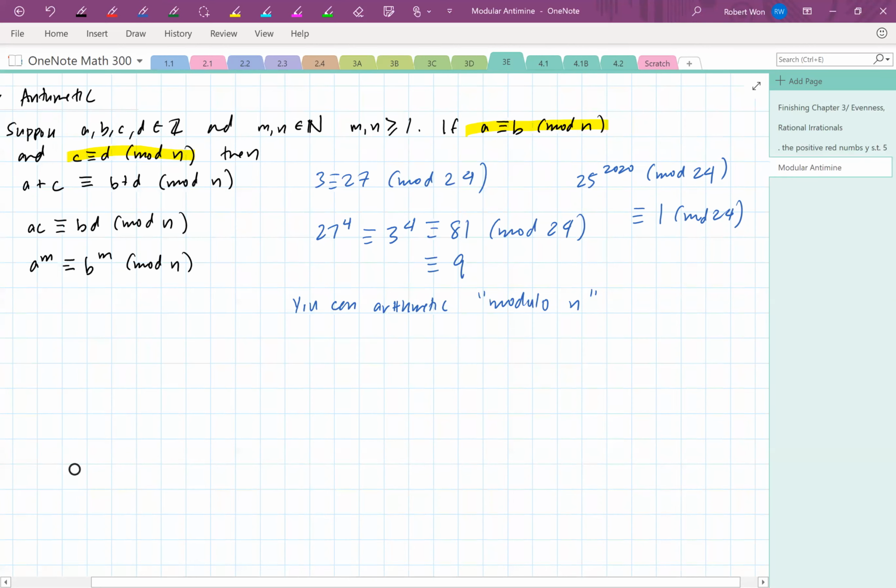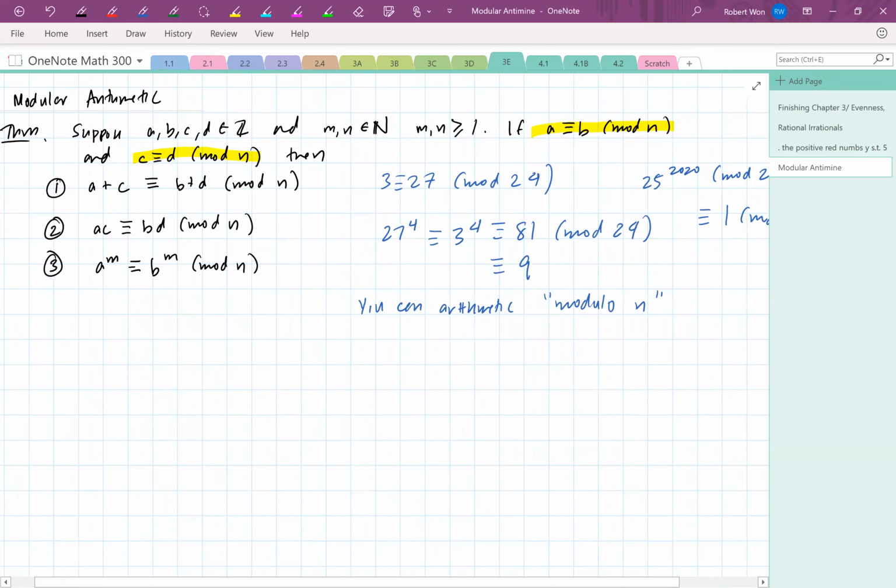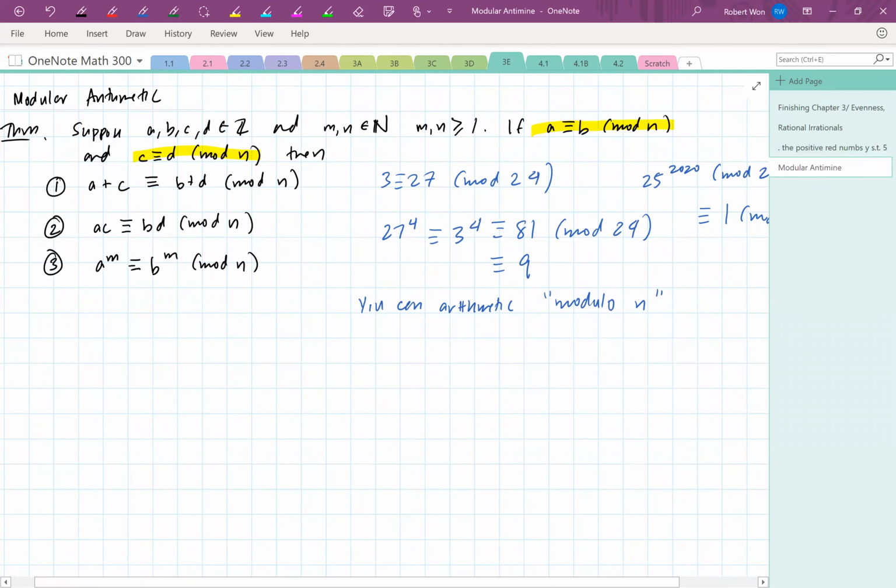So this says that you can do arithmetic modulo n. One nice thing about this is that I'm going to leave parts 1 and 3 as exercises. Maybe I'll even put it on the problem set. But I'll prove part 2, and part 2 should give you the idea about how to prove a statement like this. So let's prove 2.